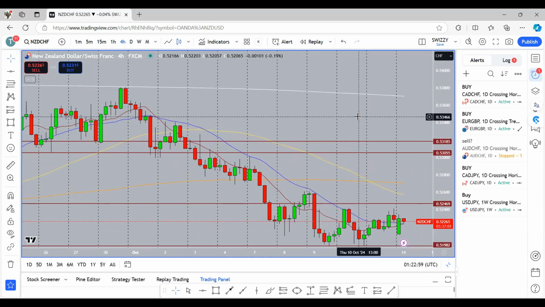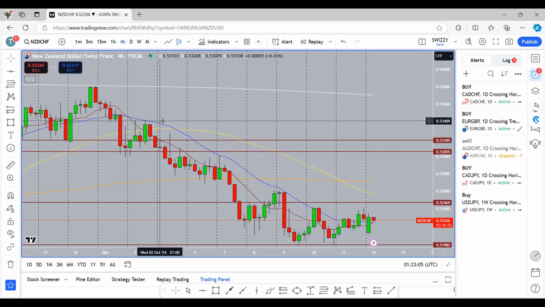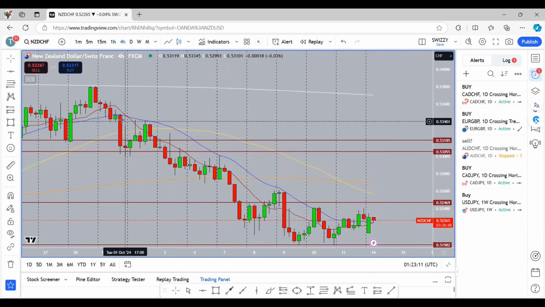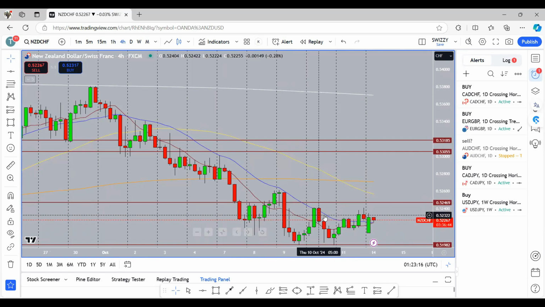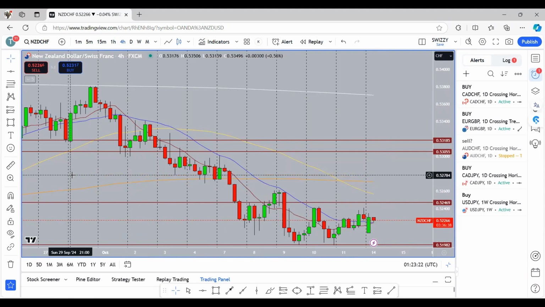So if you notice, it broke the 9. Remember, you see how the 21 is the blue one at the top and the red is below it? That means it's a strong sell. And if you notice, it just went down and down and down. And then when you see the red at the bottom, it's going to be the opposite.